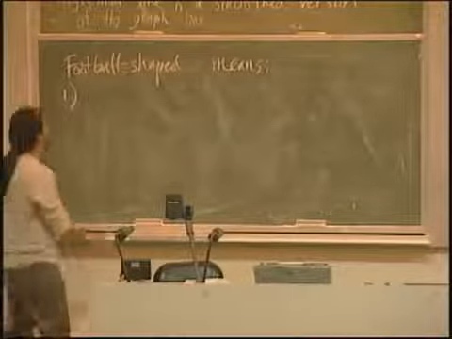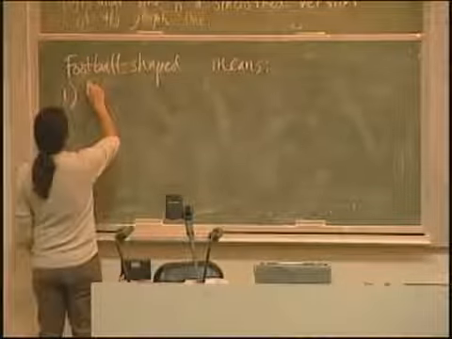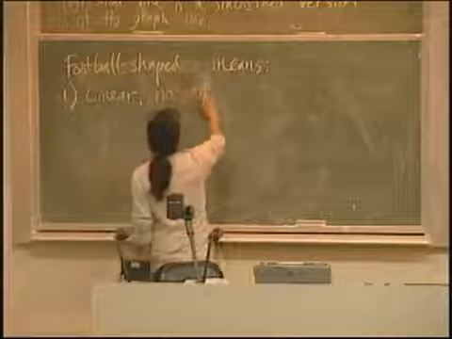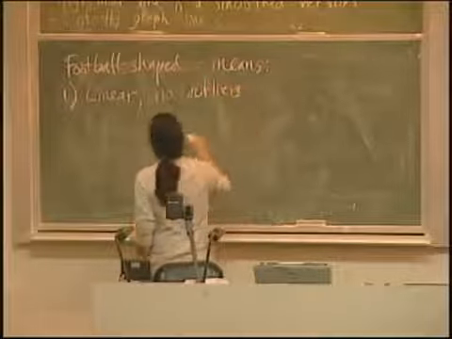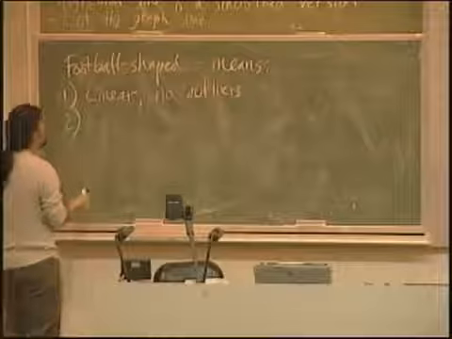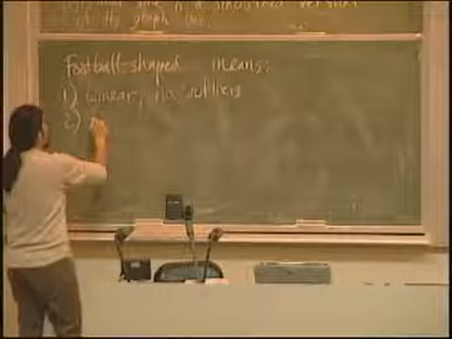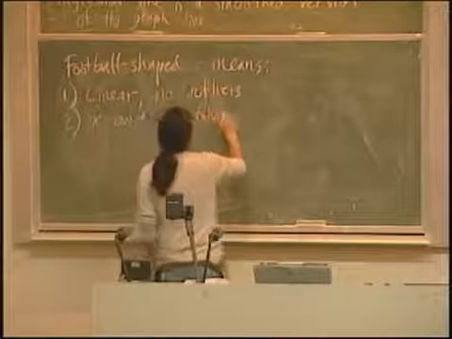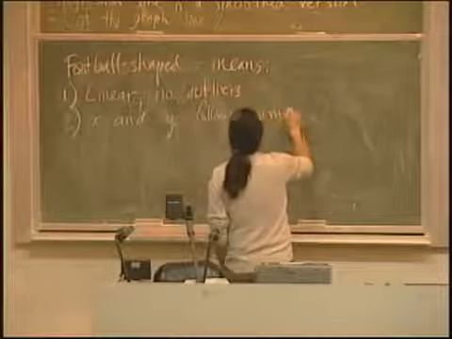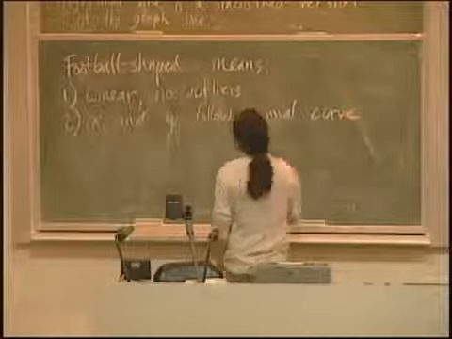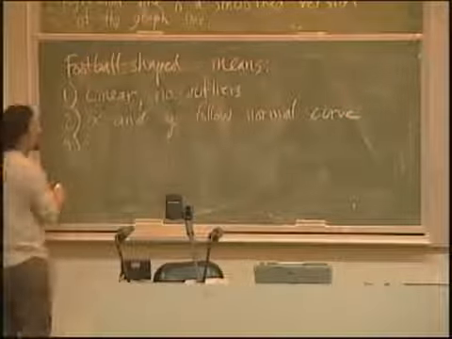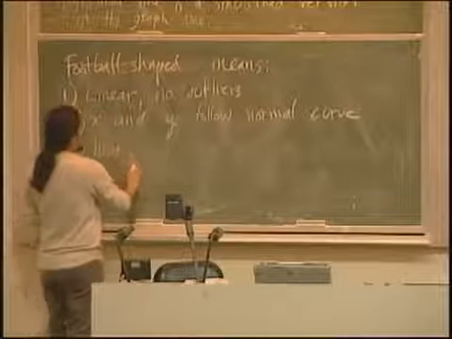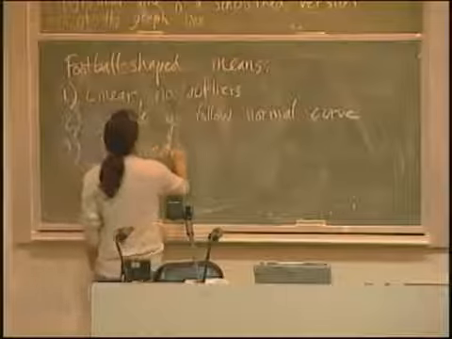For now, football shaped means three things. First is that the relationship is linear with no outliers. Second is that both x and y follow the normal curve. And third, I'll write down the word and say what it means very briefly. This is not relevant for us until we hit chapter 11. The word is homoscedastic.